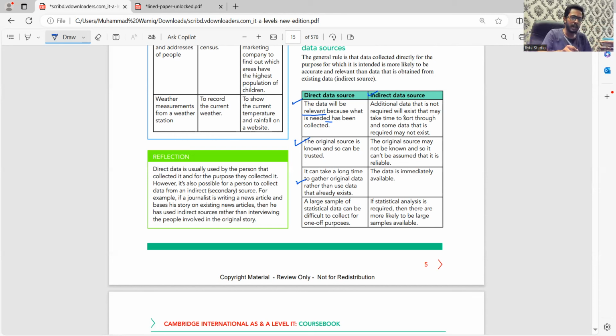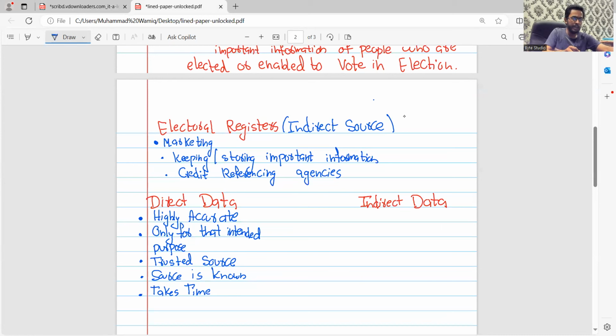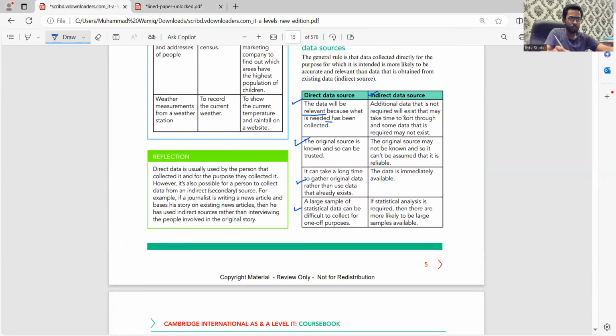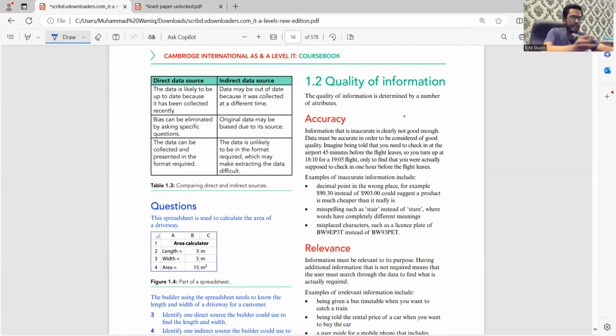Fourth thing is that a large sample of statistical data can be difficult to collect for one purpose. Okay, it is time taking. It can be difficult to collect. The data is likely to be up to date because it has been collected recently. Okay, up to date data.